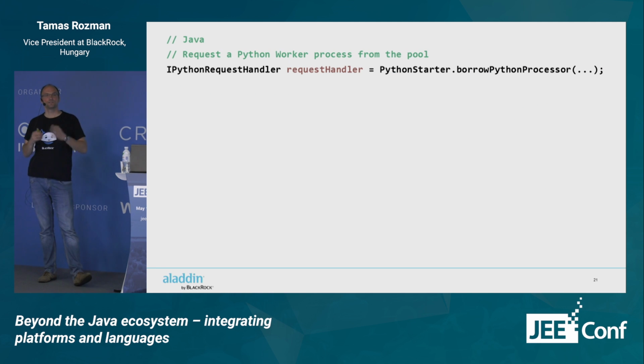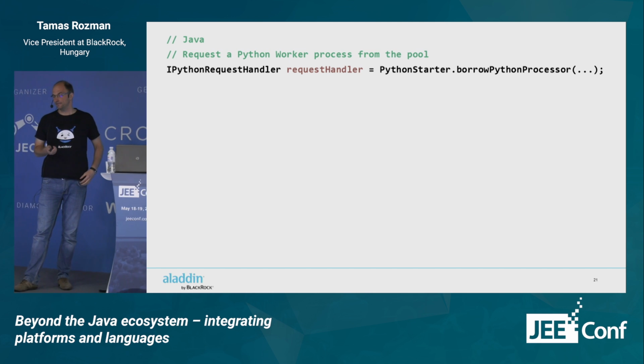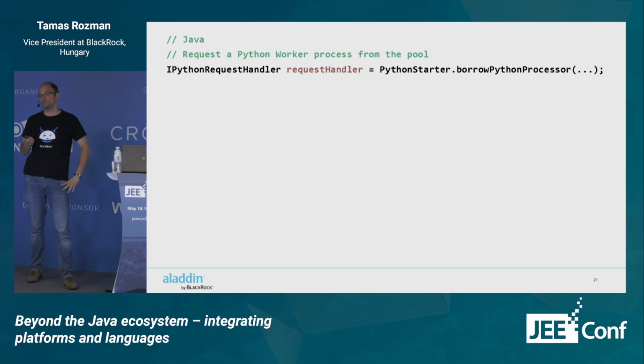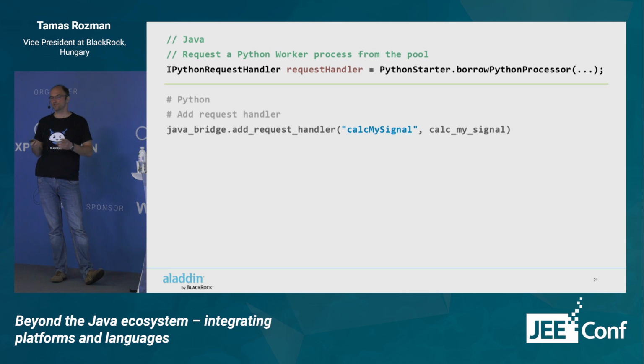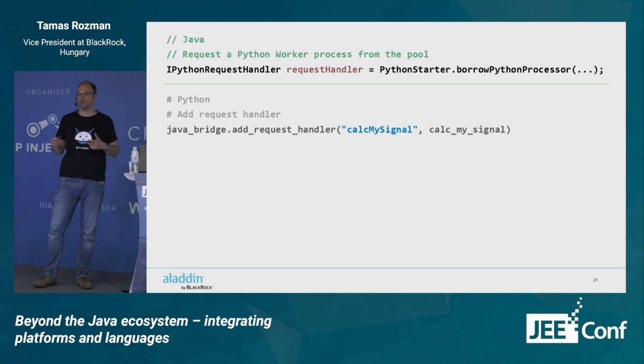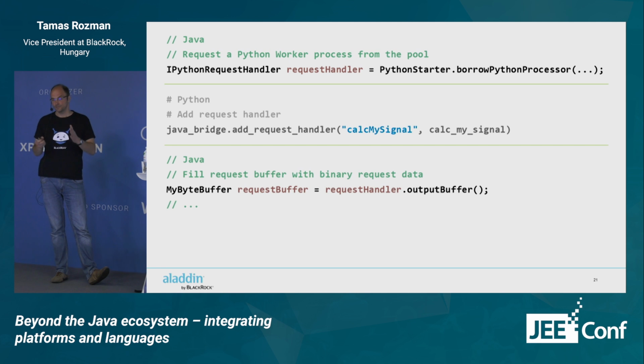All right, so we decided that we will have separate processes and we will use memory map files. Let's come up with an initial interface. This initial interface would look like this: first we would start a request handler, which would mean that we are starting somehow a Python process. This Python process would actually add the request handler, similar to an event handler in Java and other languages. So it would say that under the name calcMySignal, if I get this request, I will call this function, which is called calcMySignal. So this would be the start.